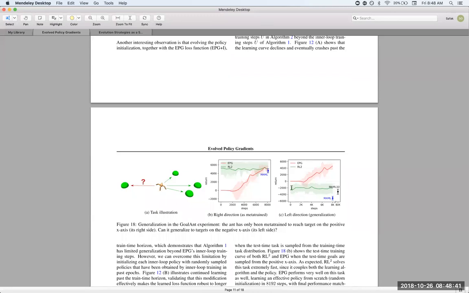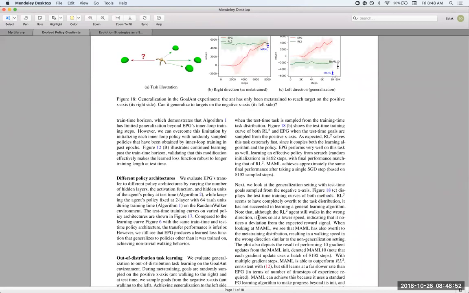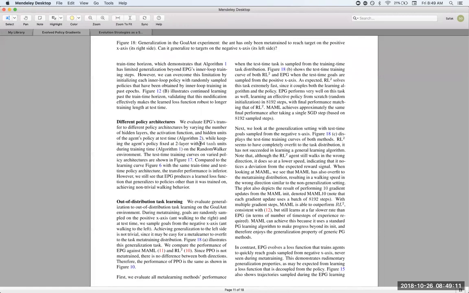RL squared lays flat, and EPG can do better. But there's also one catch that let me find. I read this paper, I printed it out, and I didn't have the notes on the PDF file. Let me try to find that paragraph, and then we'll probably end the discussion. It's 8:50. Okay, different policy architecture. Okay, right here. So, compared to the learning curve, figure 6, which we could revisit. I'm gonna highlight this part.